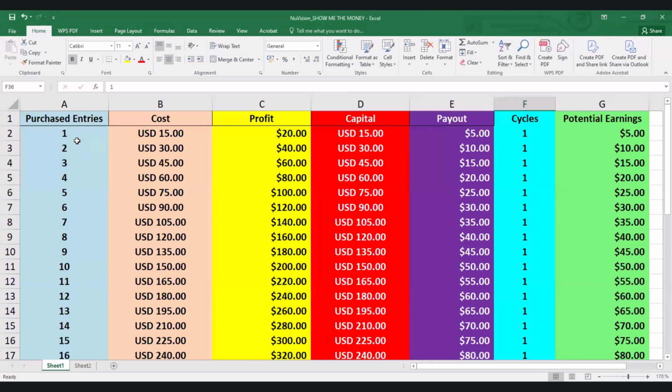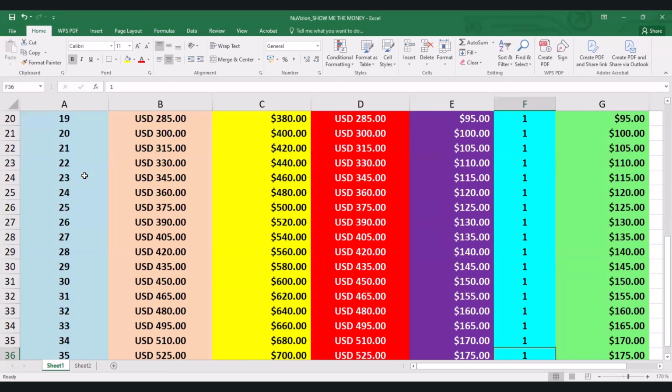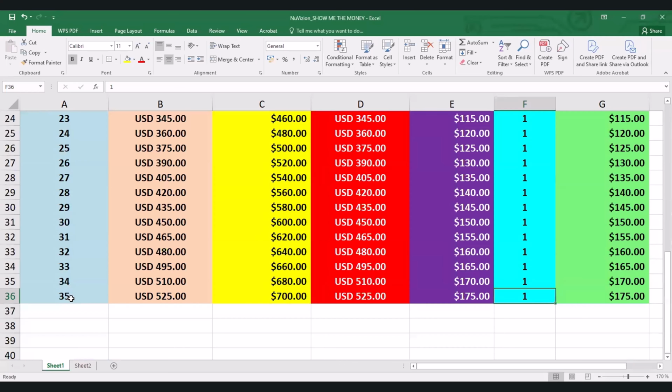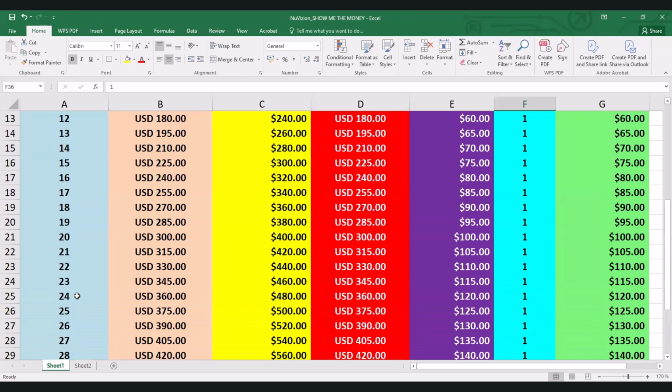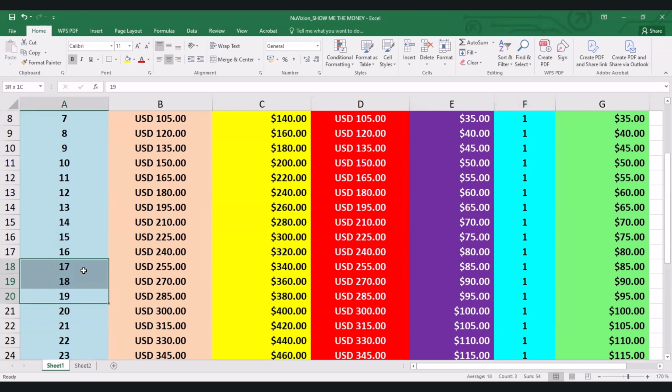We have one here from entry number 1 to 35. As we understand, one can basically purchase an entry within 24 hours. You can only purchase up to 35 entries. That is the limit within 24 hours. But the next day you can equally buy another set of entries to grow your income streams as well as your entry purchases.